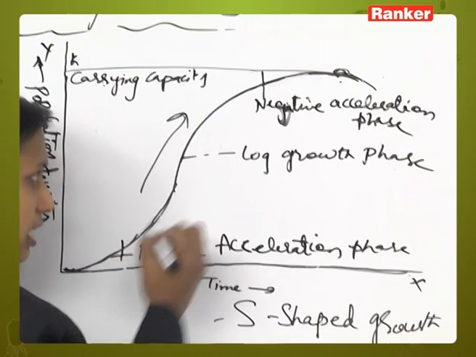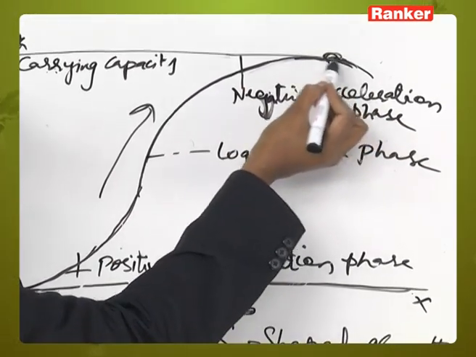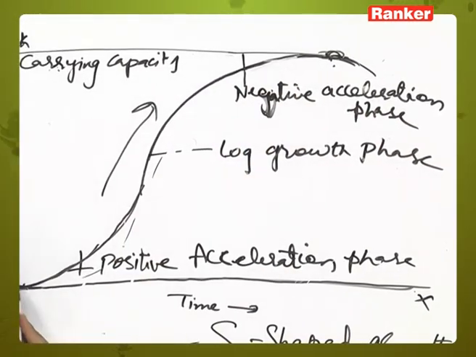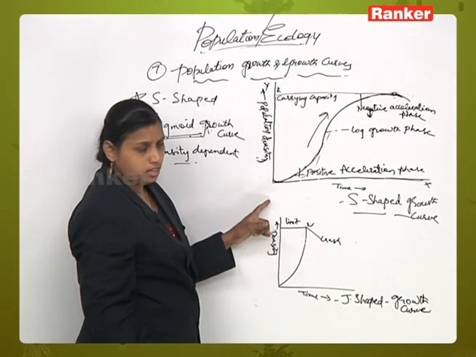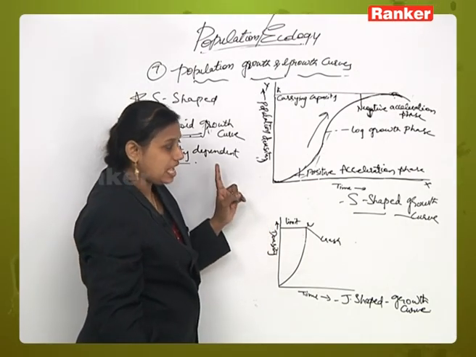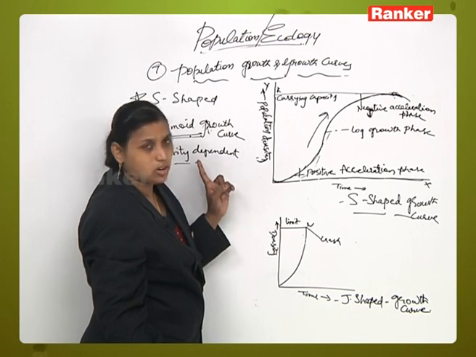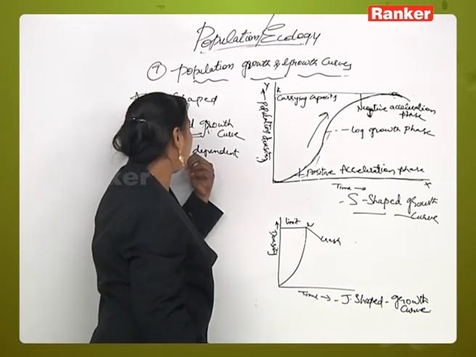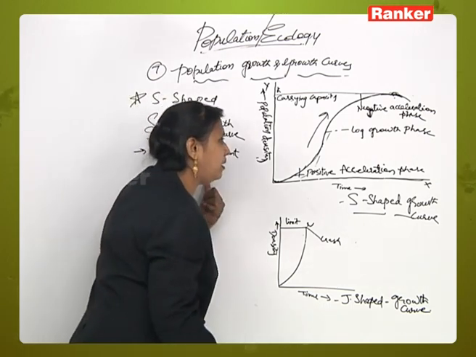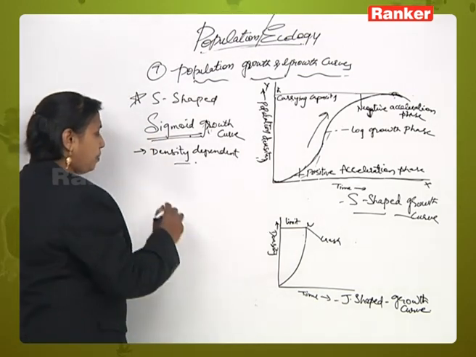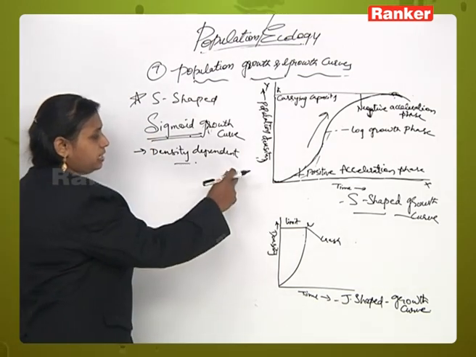As it is there, it is giving the form of S. If you observe slowly, you will see the form of S, right. So, this is why it is called S-shaped growth curve or sigmoid growth curve, and it is also called density dependent growth curve. It depends on the number of individuals present in the population.